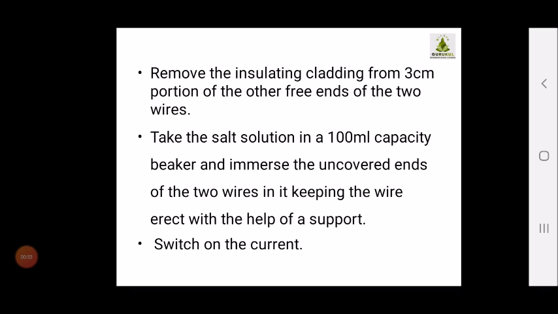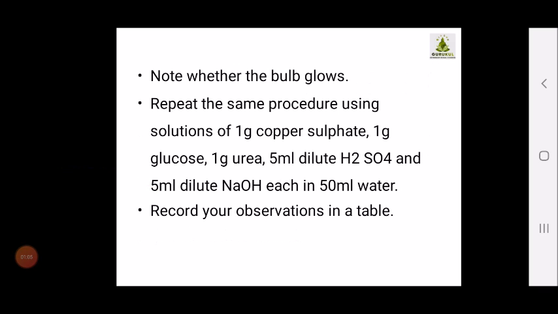Now we have to take the solution in a 100 ml capacity beaker and immerse the uncovered ends of the 2 wires in it, keeping the wires erect with the help of a support. So we have to switch on the current.